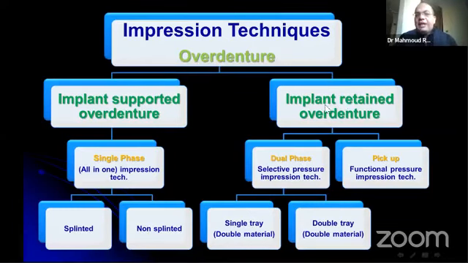The implant-retained overdenture is also classified into dual phase and pickup. The dual phase is a selective pressure impression technique, and we will have the functional pickup technique that will be talked about in the next video. For the dual phase here we may use a single tray and double material, and we may use double tray and double material.